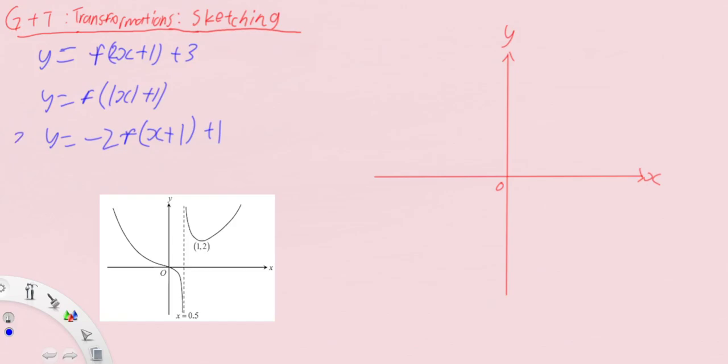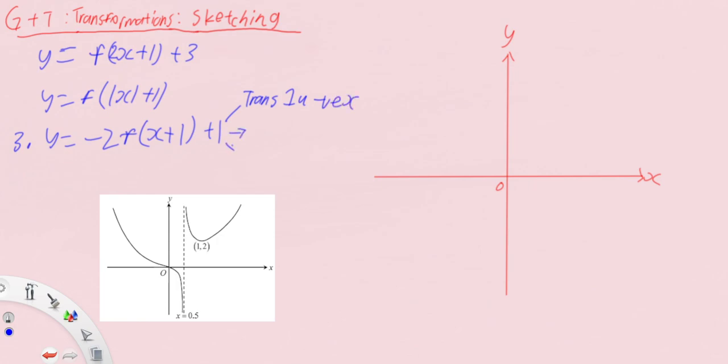Hey, we're moving on to the last part of our question. We have y equals minus 2 f(x plus 1), plus 1. Then again, let's settle the transformation. So we will translate 1 unit in the negative x direction.